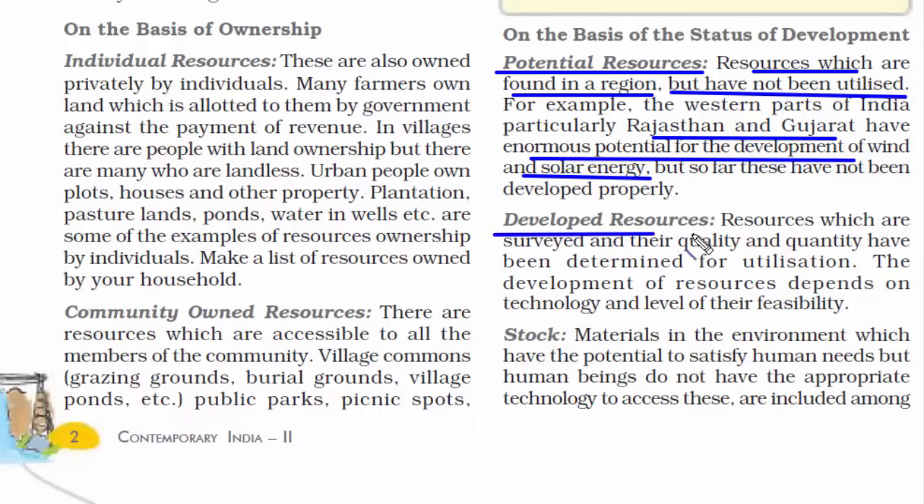The next one is developed resources. By the name of it, it means developed. It also means matured. These are resources that have been surveyed and their quality and quantity have been determined. For example, we know how much coal is there in India. Similarly, we also know how much iron ore is there in the region of the Chota Nagpur Plateau. This has been done by scientific surveys and satellites, and we have an estimation about their quality as well as the quantity. So this is all because of the technology.